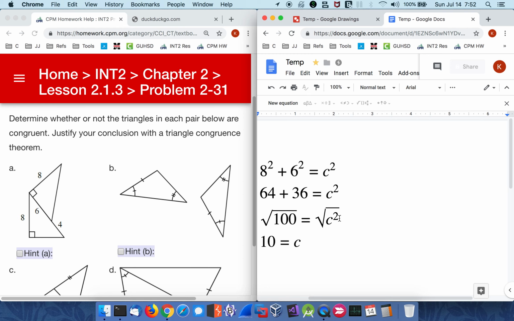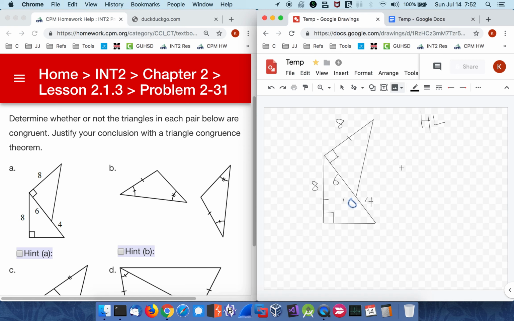But when you get a little bit farther, they're probably going to ask, like, the square root of 100 is plus or minus 10, because it could be negative 10 or positive 10. But in any case, we know that C is 10, so that means that this is 10. And now we know 8, 6, 10, 8, and so this must be 6. 8, 6, 10.